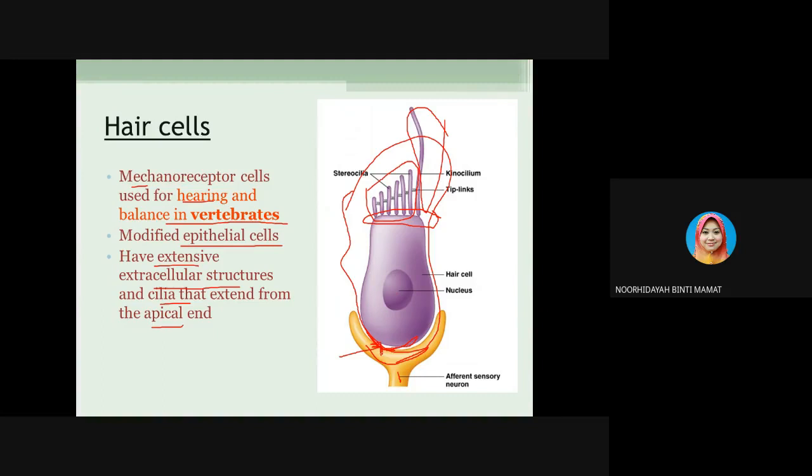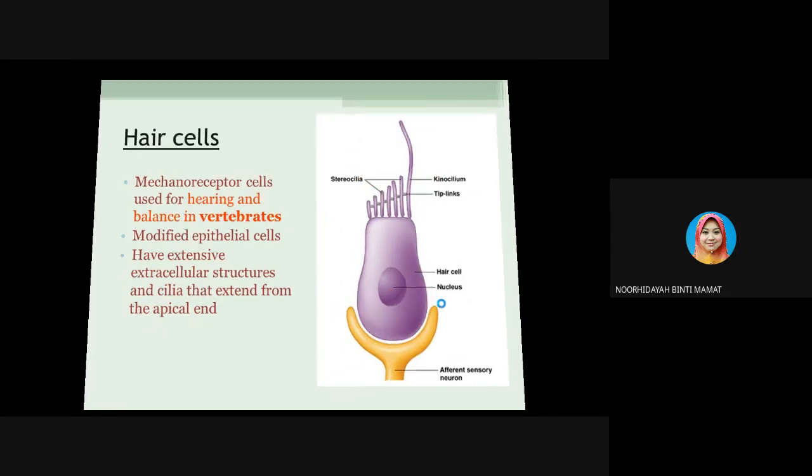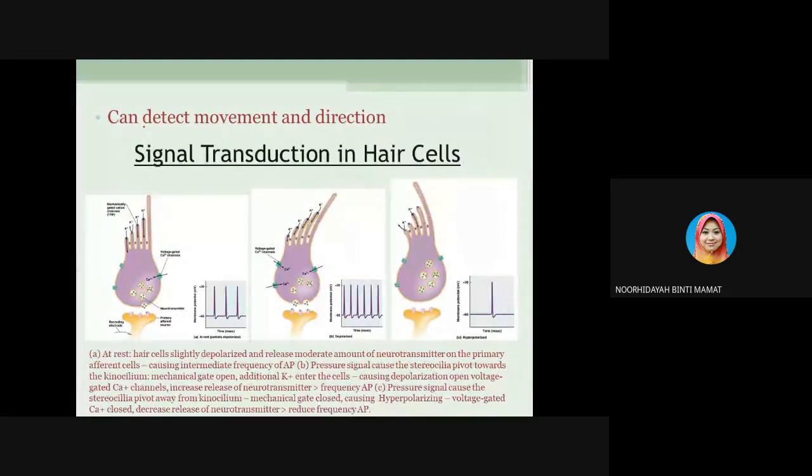All right, sorry. Between these hair cells and the afferent sensory neuron, this junction we call a synapse, the synaptic gap. So these hair cells can detect movement and also direction. This is the signal transduction in hair cells.